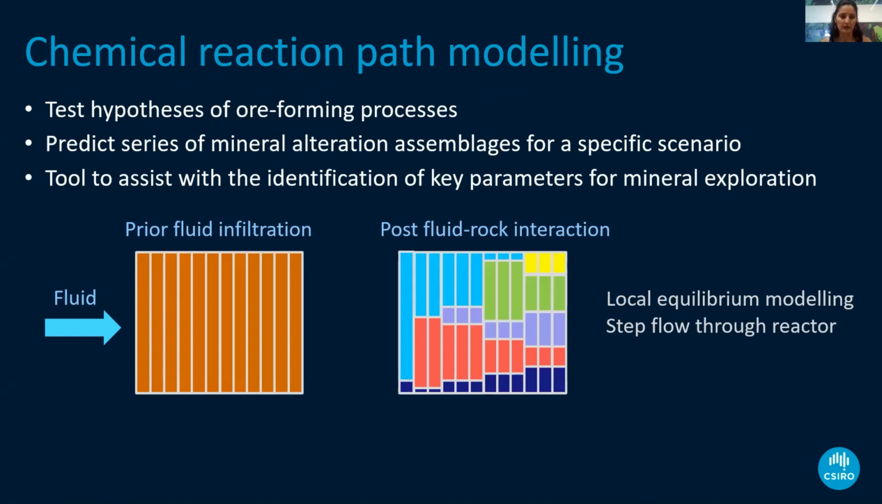So in a nutshell, we consider a block of rock that we subdivide in discrete intervals. And we have a fluid infiltrating this block. At each interval, we calculate the local chemical equilibrium, which is what we call a step flow through reactor model. As the fluid infiltrates the rock column, the fluid chemistry will change, the host rock will change, and obviously we will have different mineralogical assemblages.